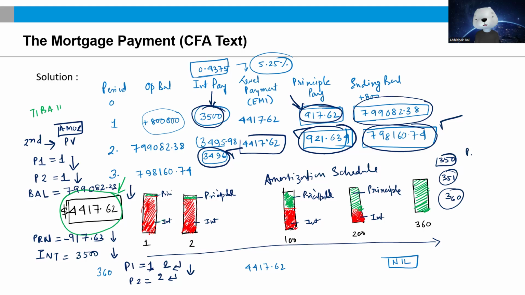If you want the amortization schedule only for a month, it does not matter whether you're pressing in the first month or the second month. You just need to ensure that the sequence is right between P1 and P2. The sequence between P1 and P2 is more important than which period's amortization schedule you're actually asking. That's the only trick that you need to remember.